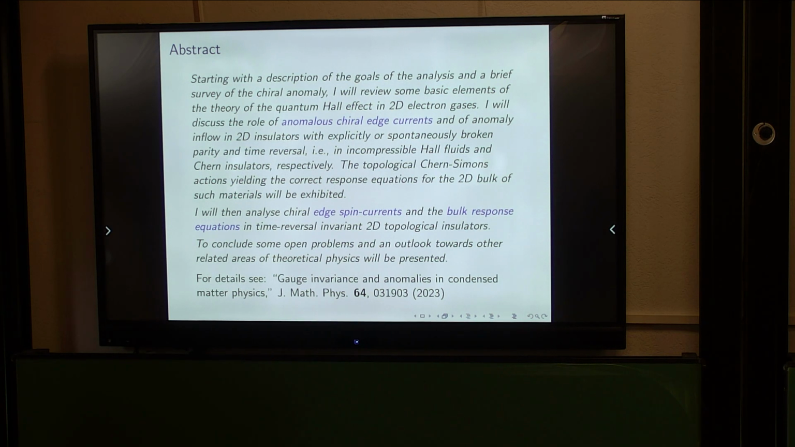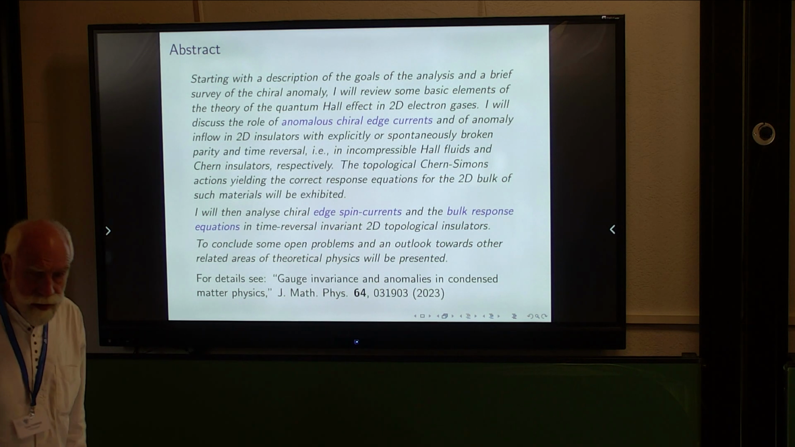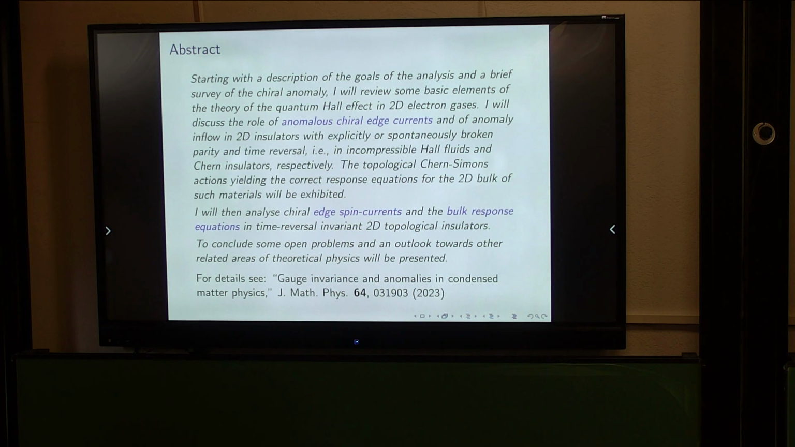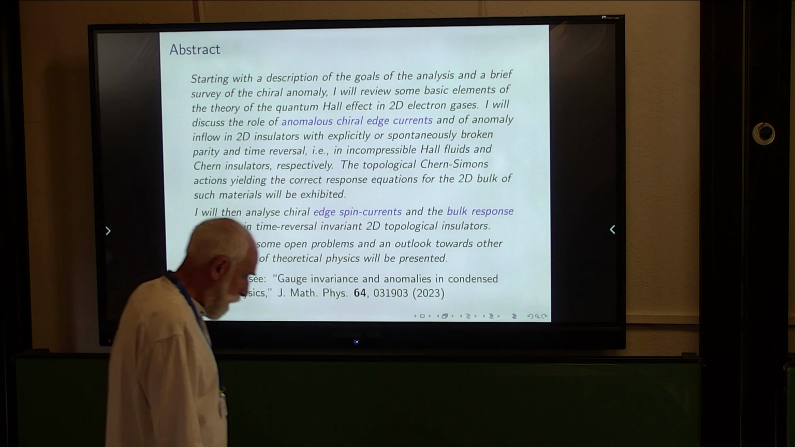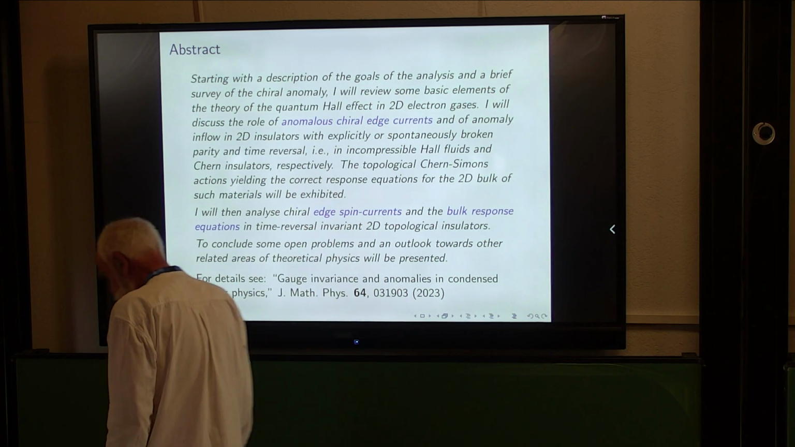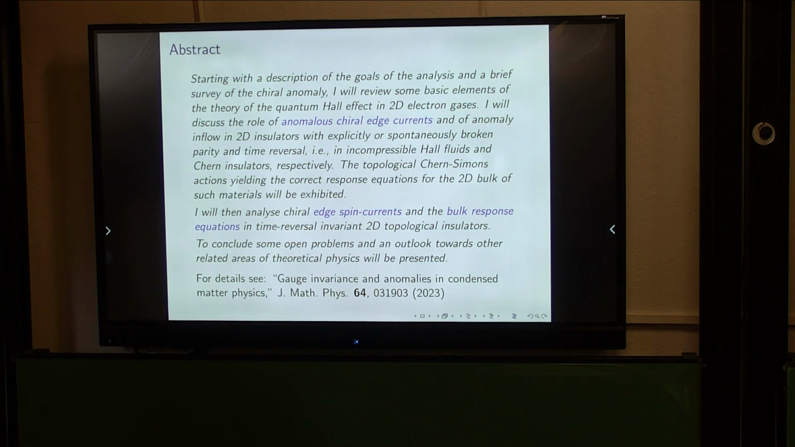And of course this applies to all insulators, but also to Chern insulators. Almost the same story at some level of generality. And then I will look at these 2D topological insulators with time reversal invariance and with edge spin currents. And I may mention a few open problems or things like that towards the end.